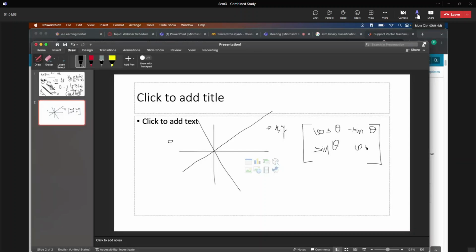This is cos theta. That was minus sine theta. Then sine theta. This is cos theta. Okay. So in order to get this new value for xy, I'll have to multiply this with cos theta, minus sine theta, sine theta, cos theta. This matrix is a rotation matrix, simply put.